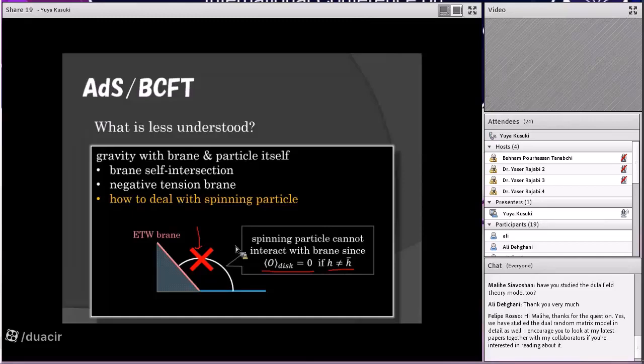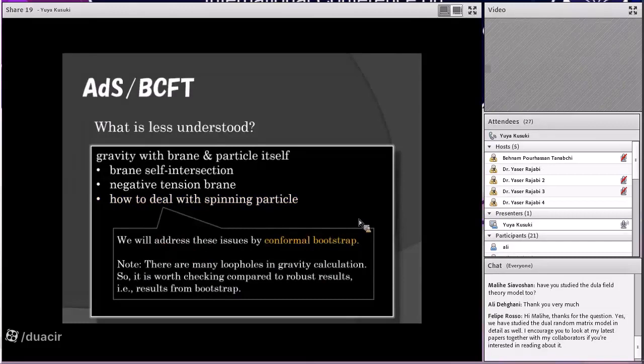Here I would like to give the mechanism, the way to resolve these problems. In this talk, I would like to address these issues by using the conformal bootstrap equation through AdS/BCFT. I would like to emphasize that there are many loopholes in gravity calculations, as you can see in various previous papers. So it is worth checking them against the robust results from the conformal bootstrap equation.